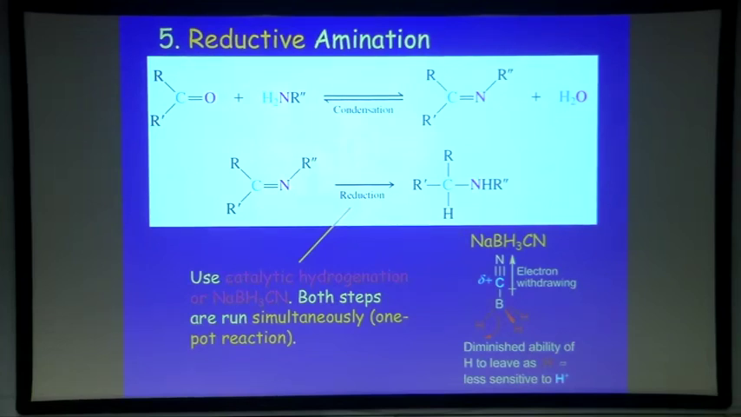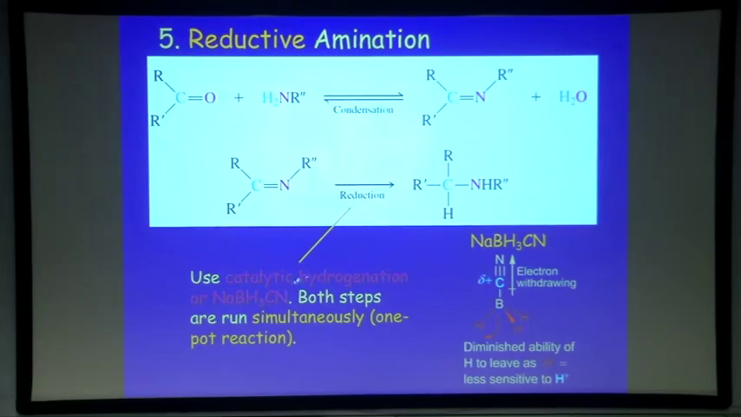So what am I referring to? There are two ways of affecting this reduction step. One is catalytic hydrogenation, and the other one is using essentially glorified sodium borohydride. So in the first case, and I should emphasize this, this is done all in one pot. You don't isolate anything. So you mix this plus that and add the reducing agent, and out comes the amine.